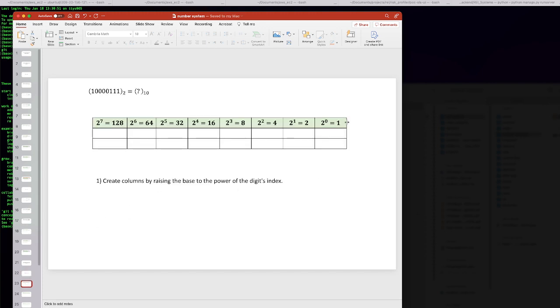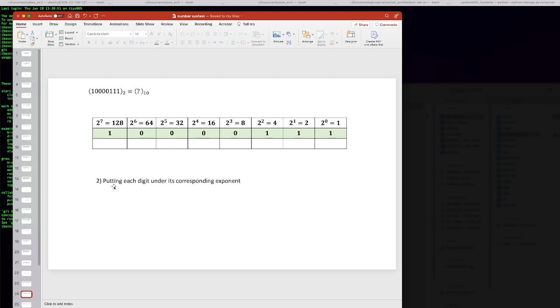First, we need to create this table, where the number of columns is the same as the number of digits in the source number. So here we have 8 digits, and we have 8 columns, and the value for each column is the base raised to the power of the digit's index. So this is index 0, this is index 1, this is index 2, and so on. The value for this digit is 2 to the power of 0, then 2 to the power of 1, 2 to the power of 2, 2 to the power of 3, and so on. So these are the values for each column.